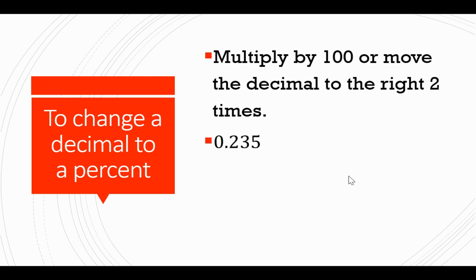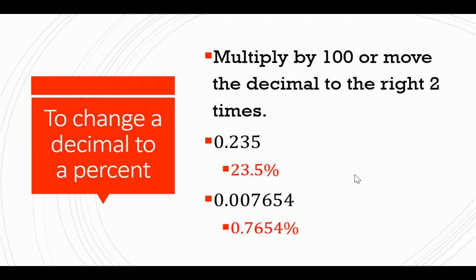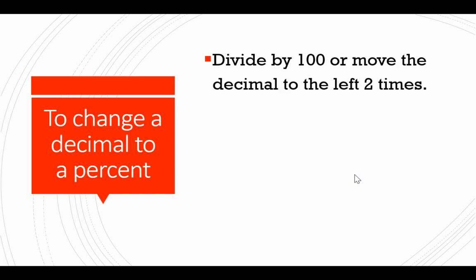So, for example, 0.235, to turn that into a percentage, move our decimal 2 spots to the right, 23.5. Thank you, student in the front row. Another example, 0.007654. What percent will this be? This would be 0.7654%. All we're doing is multiplying our decimal by 100 or moving that decimal 2 spots to the right to find the percentage. We can divide numbers by 100 or move the decimal to the left 2 times if we want to go the reverse.